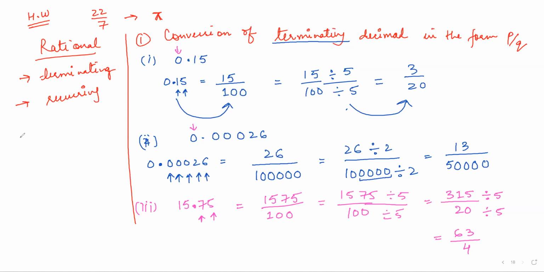Now you tell me the answer for this one, both of you. 8.0025. Now please do it and tell me the simplest form. Yes, Adil, how will you write it? Tell me. 25 by 1000. No, not 25. See, you are having something before the decimal also, right? 8.0025. This is important, Adil.